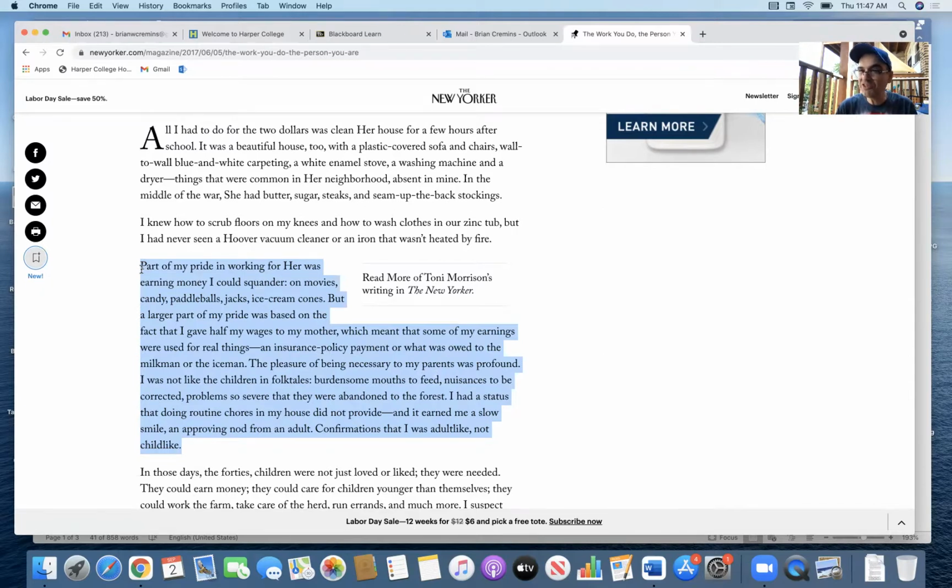Even the woman that she's working for also comes from a very different class. Toni Morrison's from a working class African-American family. She's working for this wealthier white woman. So there's a lot of differences between them.